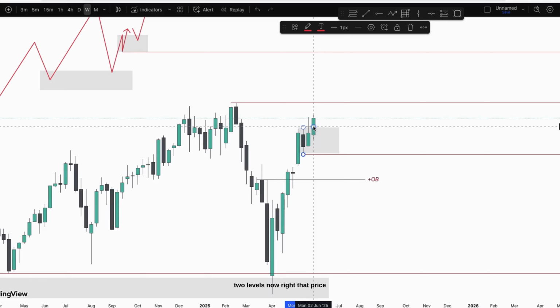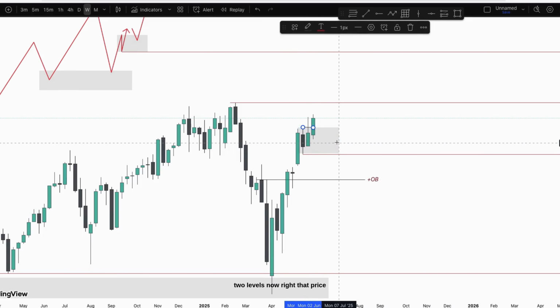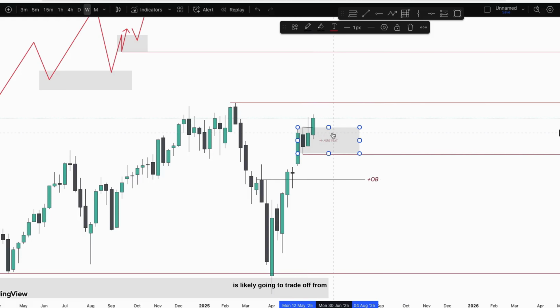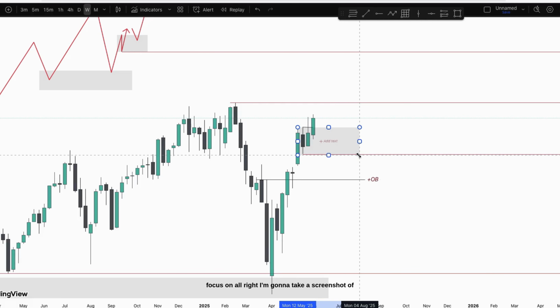So we have two levels now, right? That price is likely going to trade off from in a long term. This is a top-down analysis in a long term, all right? These two levels are where we're going to focus on, all right?